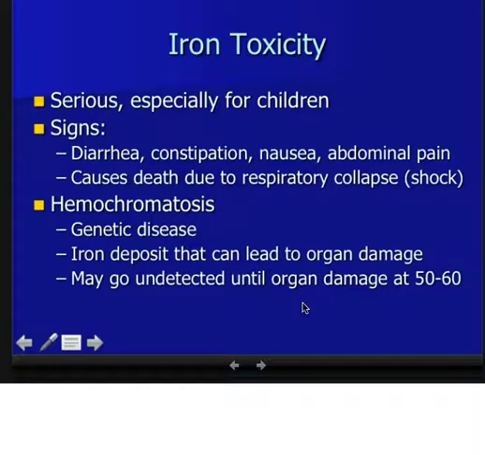Hemochromatosis is a genetic disease in which iron deposits can lead to organ damage, and it may go undetected until organ damage becomes acute between ages 50 and 60. And this is actually an interesting condition because iron will accumulate in the fluids of individuals with this particular genetic disease, and it can set off metal detectors in airports.